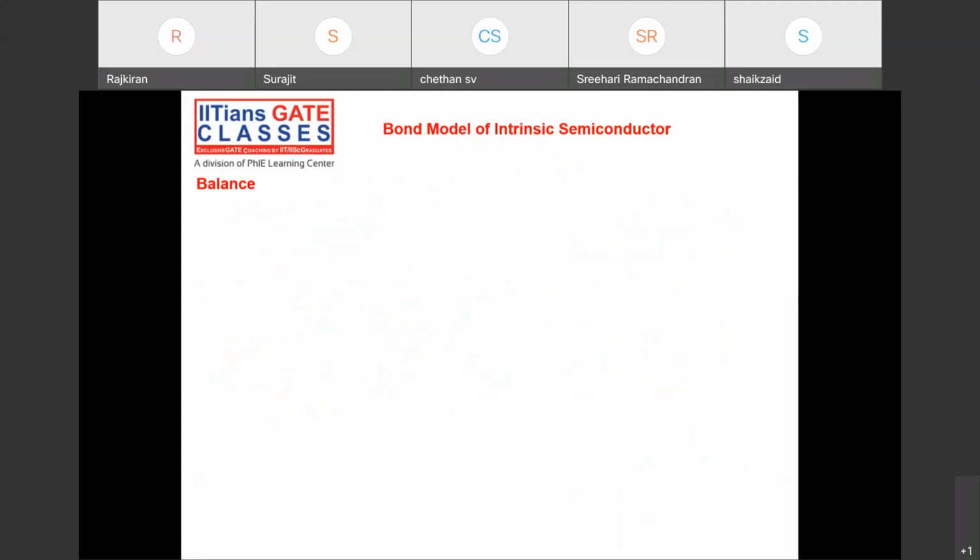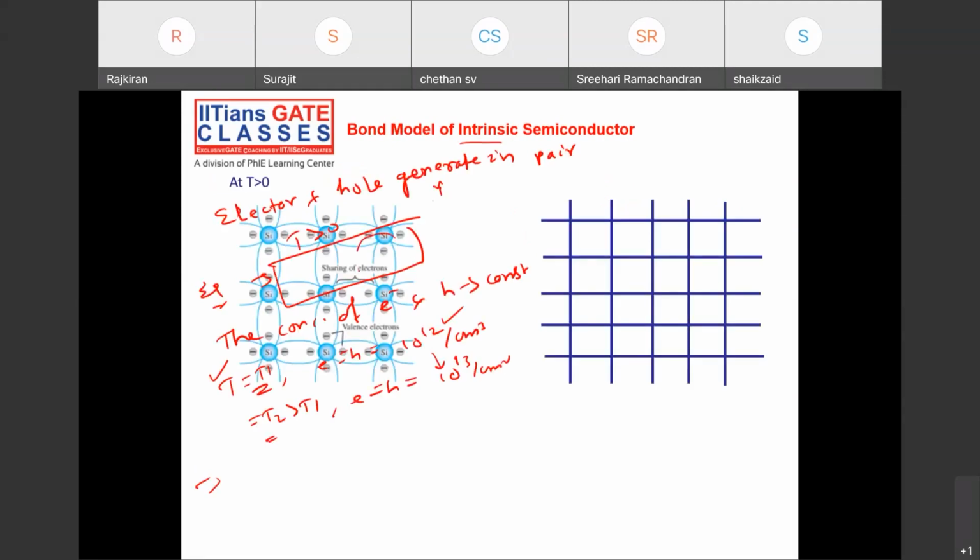Guys, how is the balance happening? Whenever there is generation at a constant temperature T, then there should be recombination. Suppose here there is a lot of generation, somewhere here there may be recombination. So in total, the recombination is balanced by the generation. That's why the concentration remains constant at temperature T equal to constant. Clear?